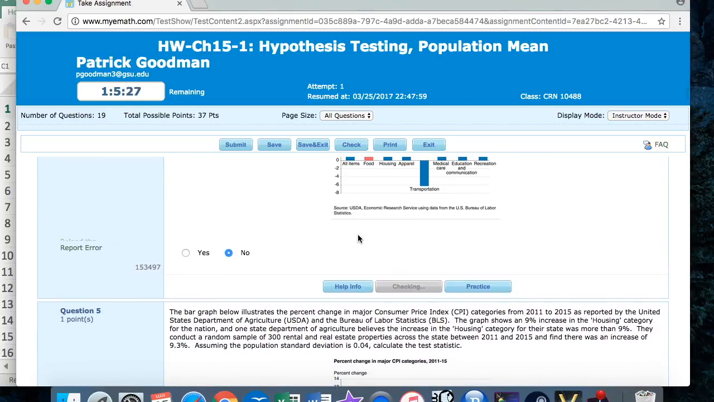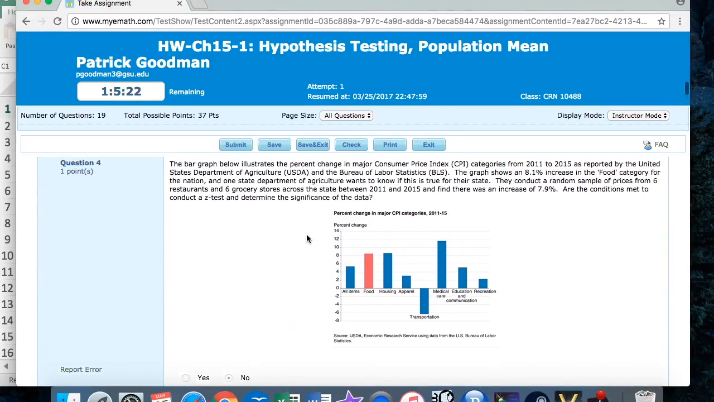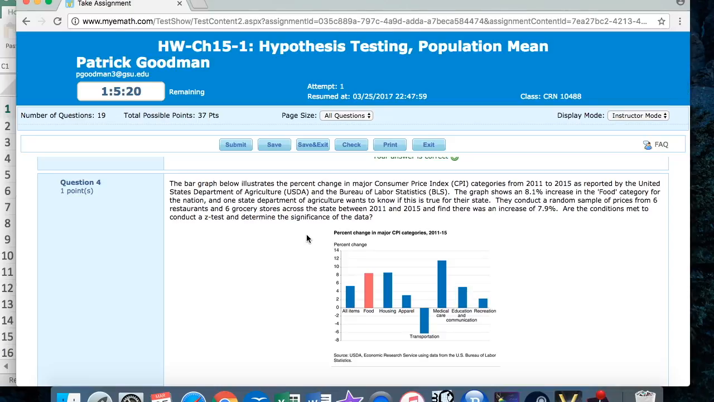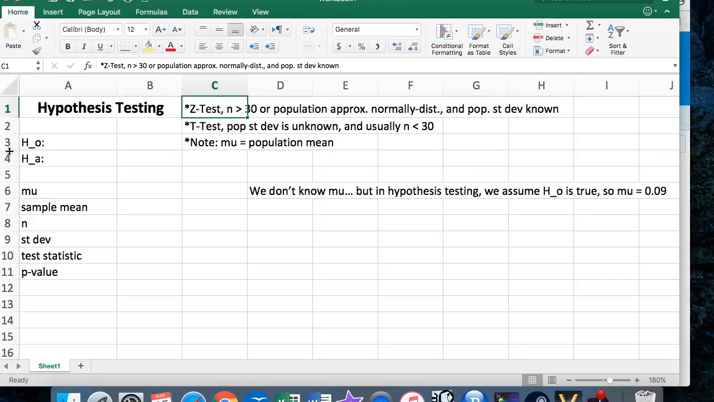So let's check this out. Yeah, so if you wanted to use a z-test, you would have to have at least a normal distribution in your population. That would have to be known, or your n is greater than 30. Well, in this case it's not, right? It's only 6 restaurants and 6 grocery stores. That's definitely not 30, right? And also our population standard deviation wasn't even known. So it would definitely not be a z-test. So knowing the difference between when you can do a z-test and a t-test is pretty important.